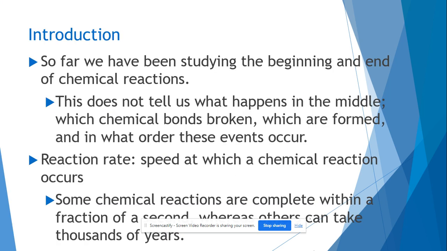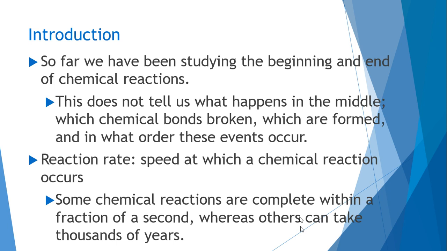As a little introduction, so far, in every single lesson that we've been talking about, we've only cared about the beginning, our reactants, and then our products at the end of chemical reactions. But that doesn't really tell us what happens in the middle. It doesn't tell us which chemical bonds are broken, which ones are formed, and the order that these events occur. And specifically, we have not learned how fast these reactions occur.